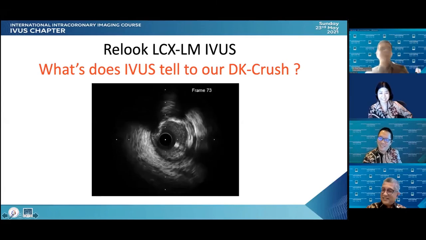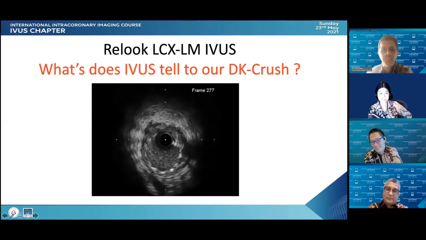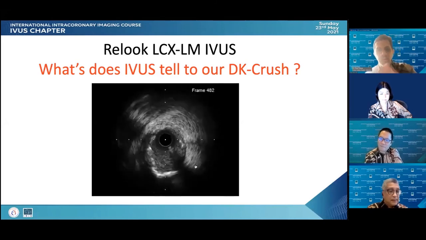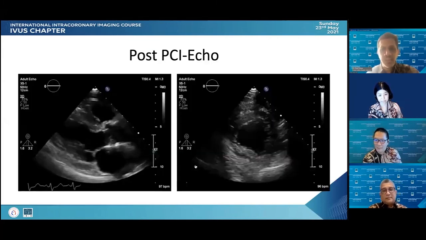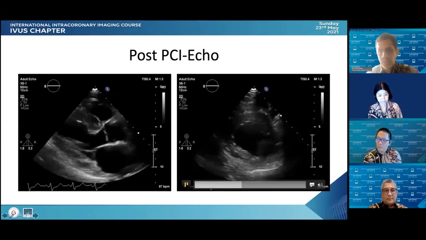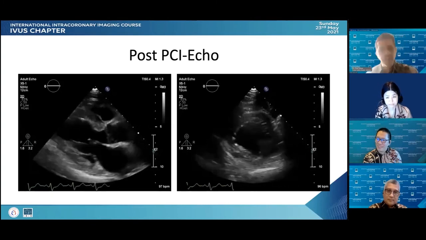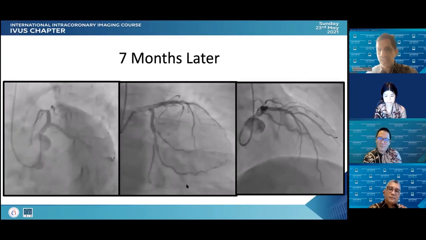So this is a relook of the left main IVUS. What does IVUS tell? As mentioned by Professor Akiko, there is some area at the carina side not covered by the stent because the stent struts all go to the opposite side. But after finishing the procedure and relooking at the IVUS, the ECG showed a much better ECG compared with the previous one. And the post-PCI echo showed global contractility was fine. And this is 7 months later. I followed up, and this is still fine.